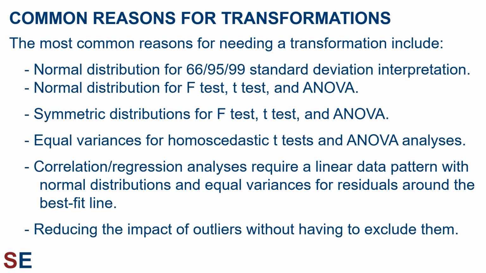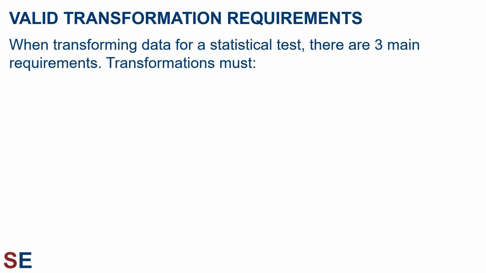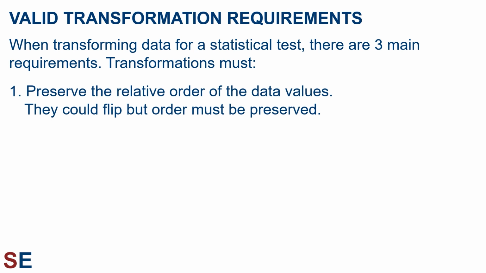Okay, so what do these transformations look like? When transforming data for a statistical test, there are three main requirements that must be met. First, the transformation must preserve the relative order of the data values. The sequence could flip, but the order must be preserved. For example, a transformation like this, where A is less than B is less than C, and the transformed values are the same, is good.